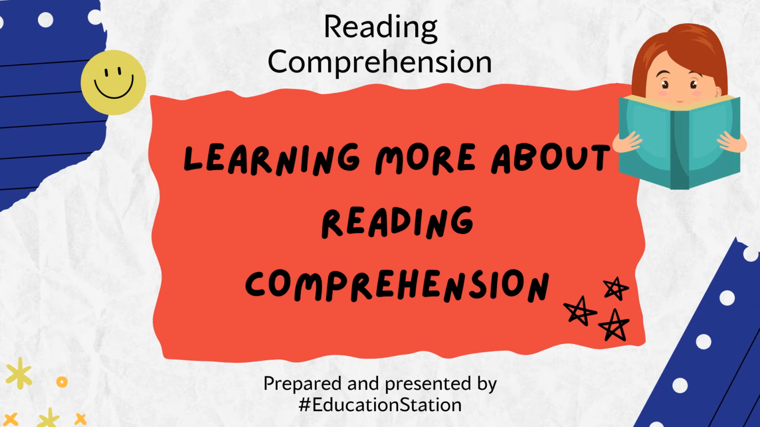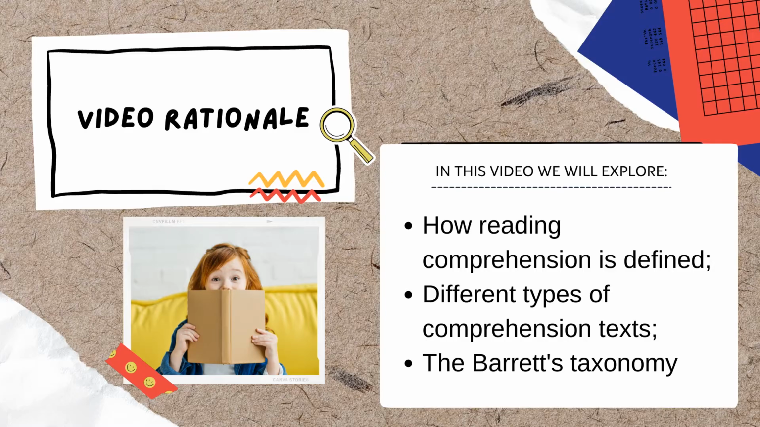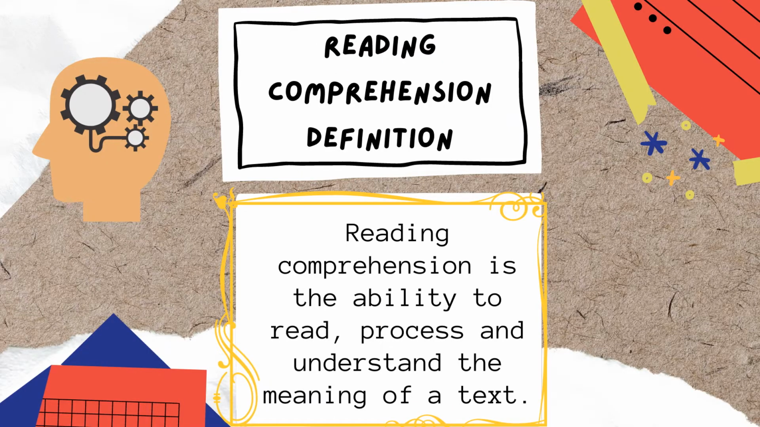In this video, we will learn more about reading comprehension. We will explore how reading comprehension is defined, we will look at different types of comprehension texts, and we will make sense of the Barrett's taxonomy. Reading comprehension can be defined as the ability to read, process, and understand the meaning of text.